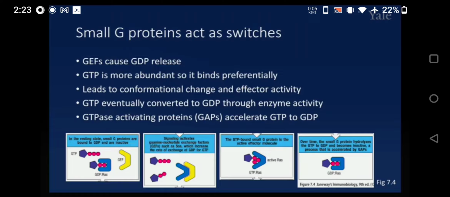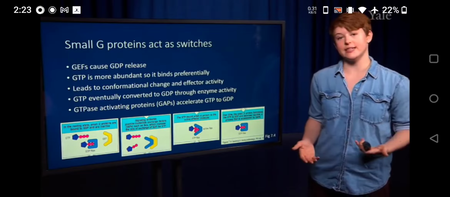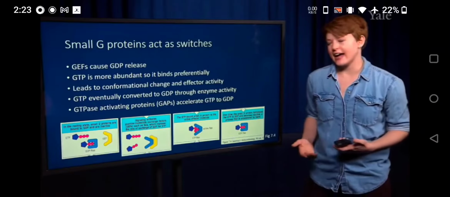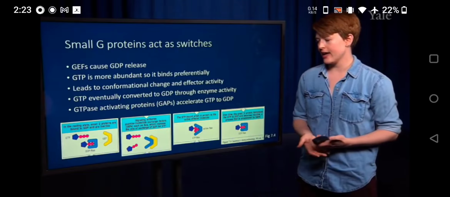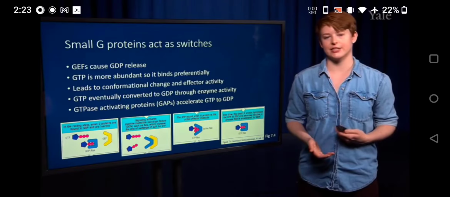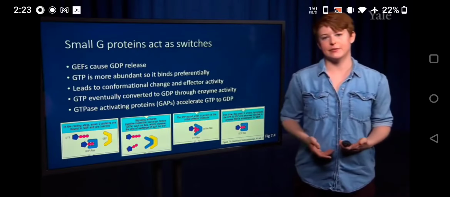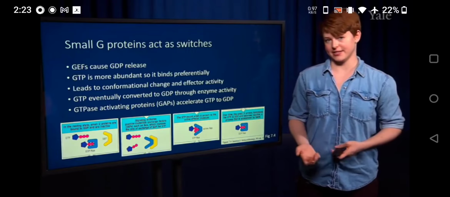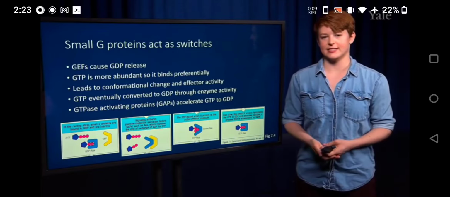So here we have an example where in the resting state, a small G protein is bound to GDP and is inactive. And you can see that here. Then signaling activates these guanine nucleotide exchange factors, these GEFs, to help increase the exchange of GDP to GTP. GTP is represented with these three pink phosphate groups, since it's guanine triphosphate, and GDP is represented with the two pink phosphate domains, since it's guanine diphosphate.